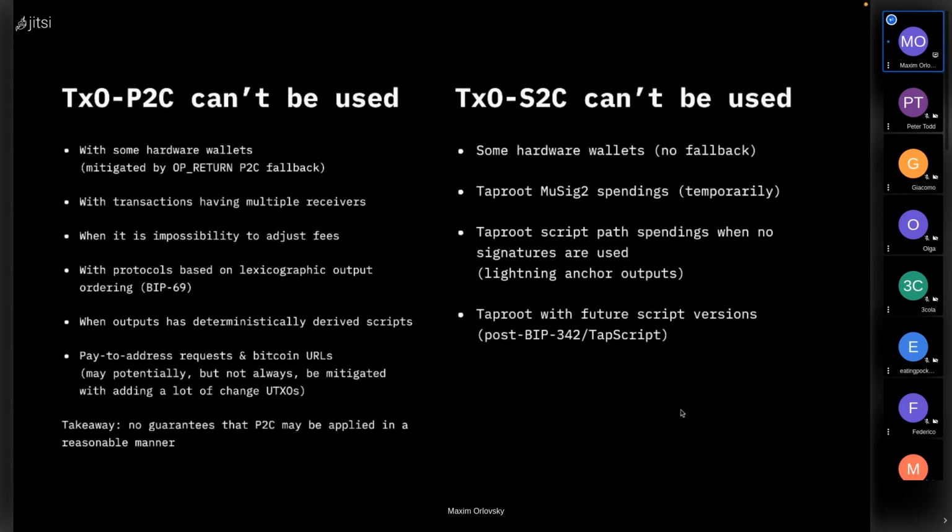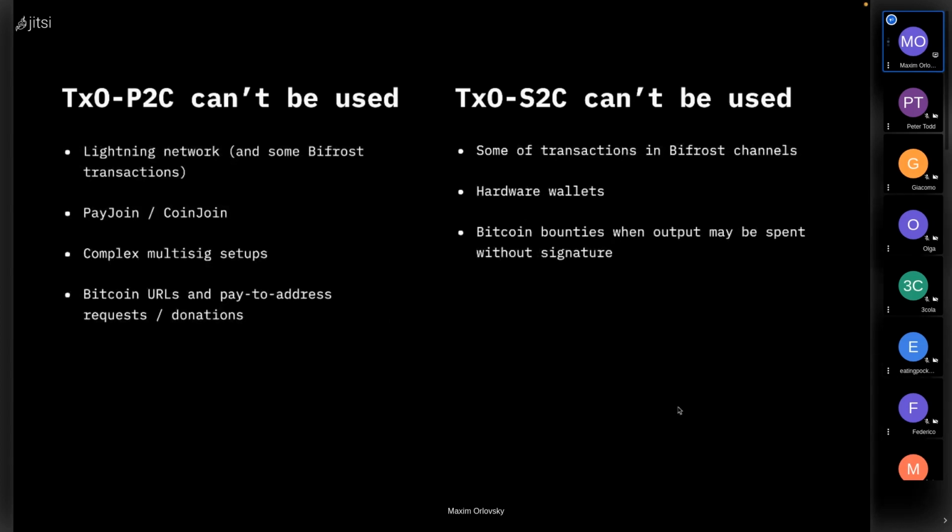So I ended up with this table describing the drawbacks of both approaches, when one approach can be used and when the other can't be used. And the summary of that table is that pay-to-contract can be used with the Lightning network and only some Bifrost transactions. It can be used with pay-join and coin-join. It can be used with complex multi-sig setups. And it can be used when you have a Bitcoin URL and pay-to-address requests. Sign-to-contract, on the other hand, cannot be used with other transactions in Bifrost channels or with hardware wallets.